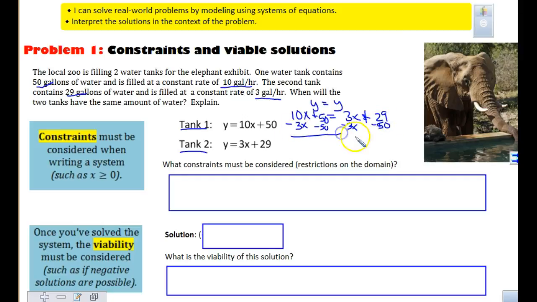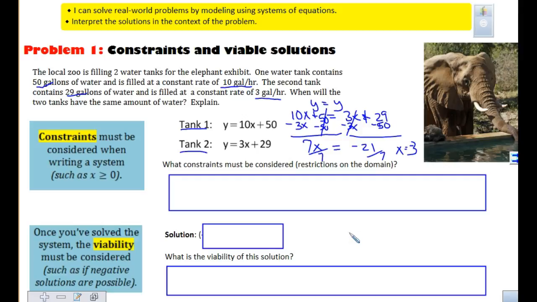So we got all the x's on this side with 7x. We eliminated our 50 on this side. We don't have our x's on this side. And we are going to have a negative 21, and we divide by 7. And Grace, when I divide by 7, I get x equals -3. So it says, when will the two tanks have the same amount of water?